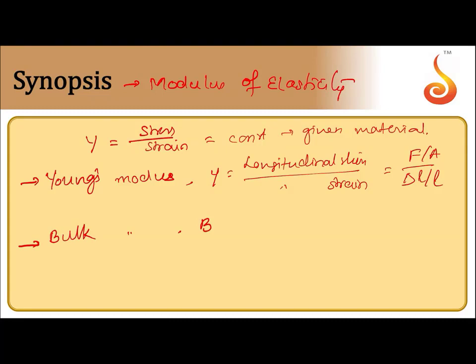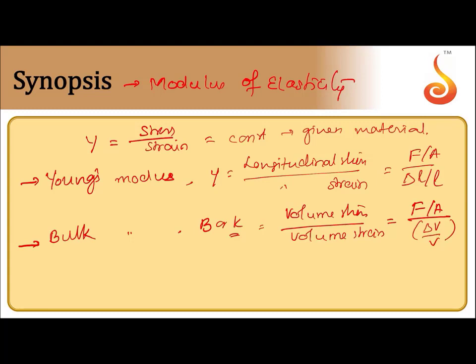which is represented by B or K, any symbol is used, and this is volume stress, bulk stress divided by bulk or say volume strain, according to which this is F divided by A divided by volume strain, delta V divided by V. Most of the times this happens to be negative, because the object is under the influence of compressive forces. So, bulk stress is generally treated as negative, or say bulk modulus of elasticity is treated as negative.